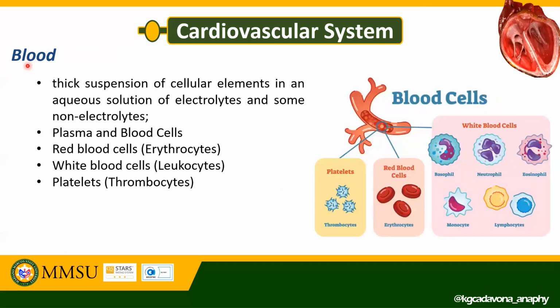Now we move to the last major component of this system, which is the blood. It says here that blood is a thick suspension of cellular elements in an aqueous solution of electrolytes and some non-electrolytes. So definitely, the function of blood is for transportation, regulation, and even protection. Okay? So there are three major functions of blood: transportation, regulation, and then protection.